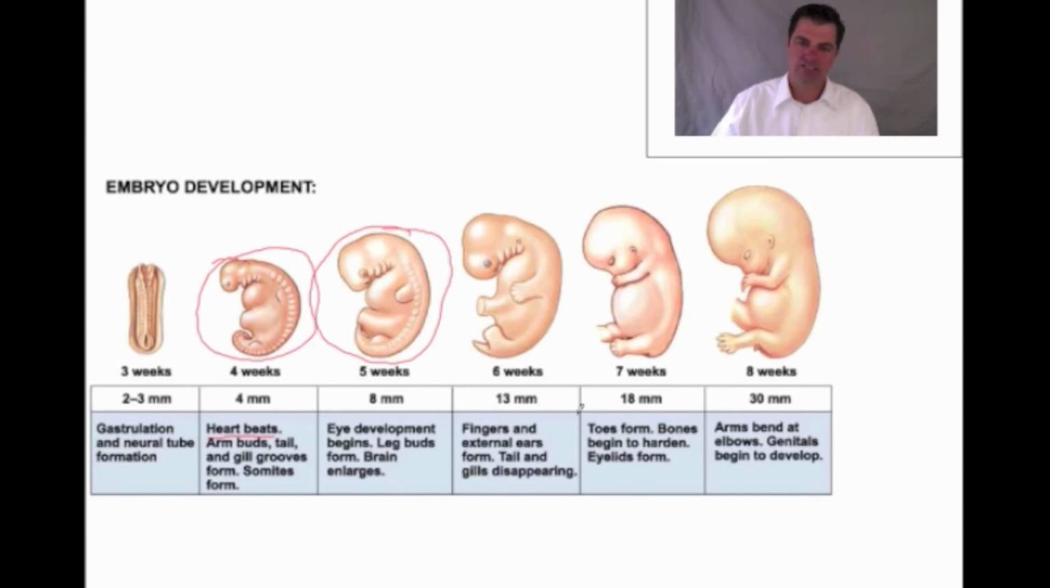And as we progress, you notice fingernails and ears. The tail disappears. Notice there's a tail early on, so this is a human. Some animals would keep that tail, but in the case of a human, that begins to disappear. And the brain's one of the first things that begins to develop very early on. So the brain's enlarging here at week 5, and you can see by week 8, so 2 months in, arms and elbows and genitals begin to form.